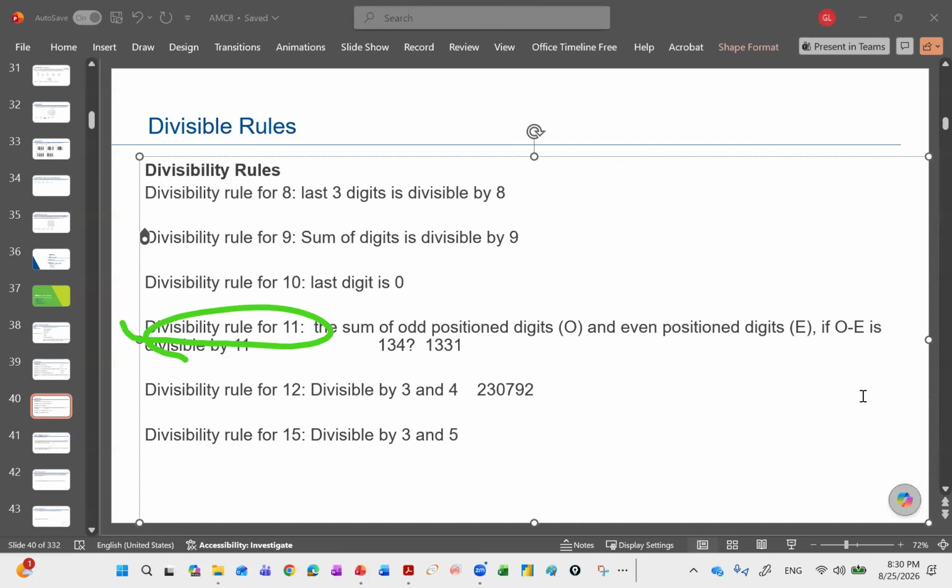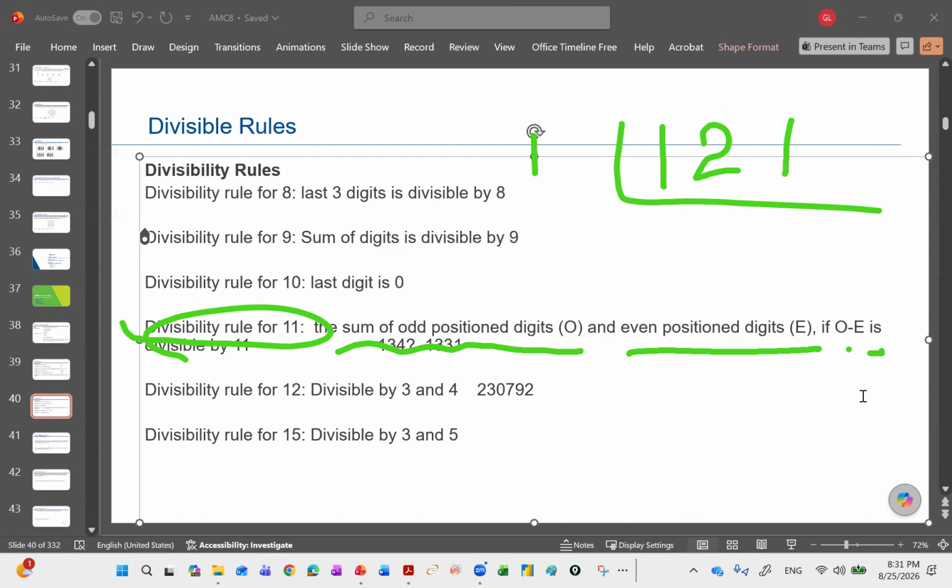This is tricky. We can see here, take the sum of odd position digits, O, and the sum of even position digits, E. If O minus E is divisible by 11, that's interesting. This is a very, very tricky part. Give me one example, 121. If you do it the normal way, you can say it's 11 squared, we know 11 squared equals 121, right? That makes sense. So let's check this rule.